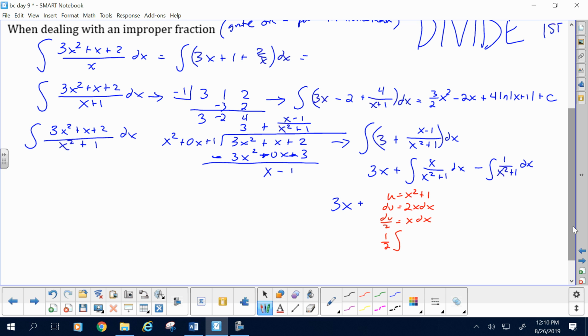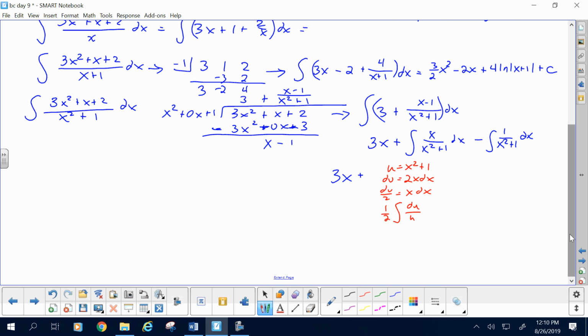1/2 du over u, the antiderivative of which is 1/2 natural log of absolute value of u, and what does u get replaced back by? X squared plus 1, so 3x plus. Okay, now the last guy.